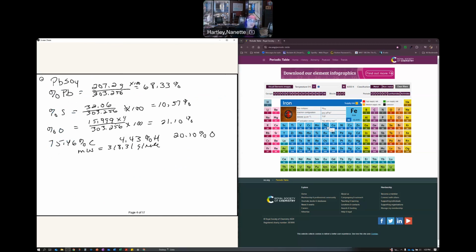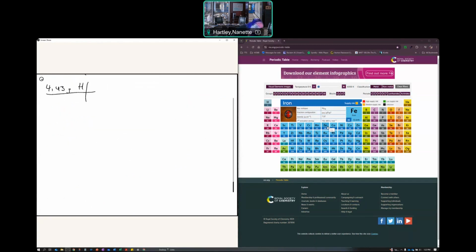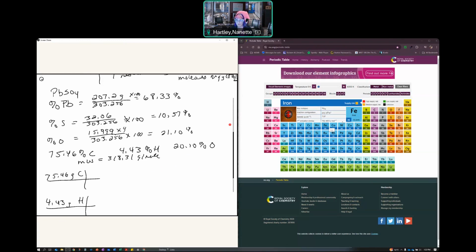Okay, I'm going to start just like I did before. I assume that this percentage is a mass out of 100 grams. So 75.46 grams of carbon, 4.43 grams of hydrogen, and 20.10 grams of oxygen. Converting all of those to moles, I need to know the molecular weight for carbon, which is 12.011.